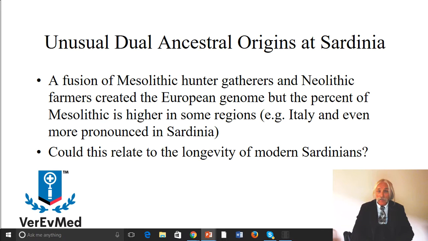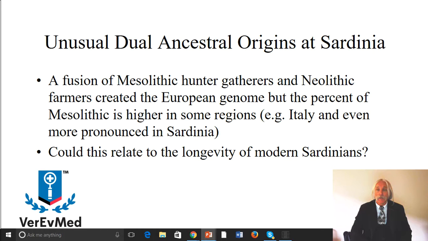So you have this fusion of Mesolithic hunter-gatherer genome and Neolithic farmers, and that created, of course, the European genome as we know it, but the percent, as I alluded to before, of the Mesolithic is higher in some regions. In Italy, it's higher than the rest of Europe, as I mentioned, and in Sardinia, it seems even more. So, can that relate to the longevity of modern Sardinians? This paper suggests maybe, and it goes into a lot of detail of specific gene clusters, specific haplotypes and haplogroups, which I'm not going to talk about today in this lecture.